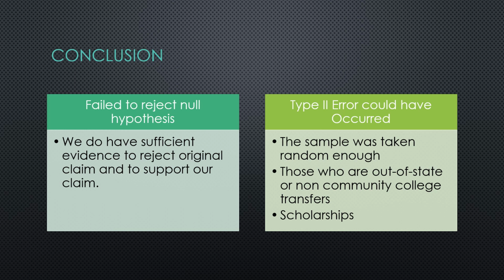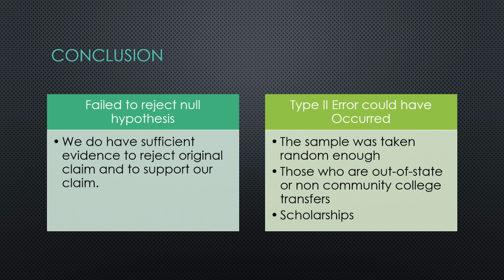Now, going back to what could have happened to make the hypothesis testing not as able to reject the null hypothesis as we wanted it to, is called a type 2 error. And here are some type 2 errors that could have occurred. First, the sample wasn't taken random enough. We didn't ask enough random students. We didn't ask students from different diversities. We didn't include everybody. We made a very biased sample.